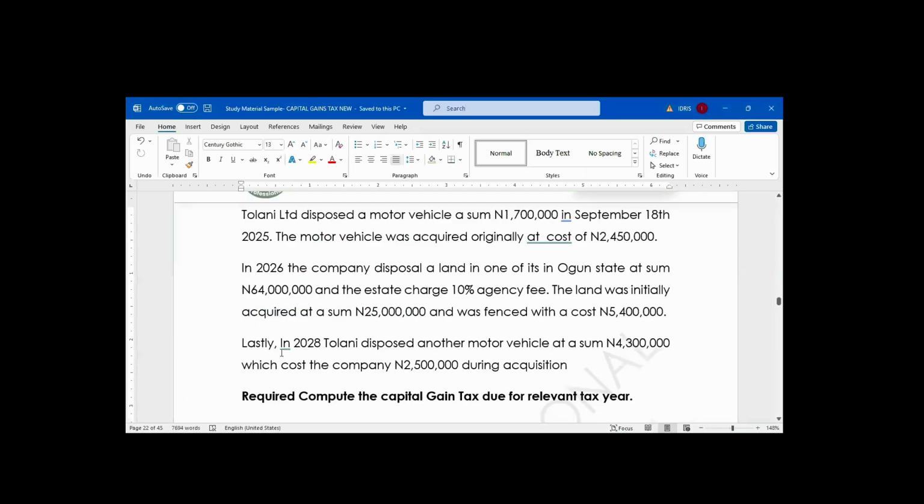Lastly, in 2028, Tolani disposed another motor vehicle for the sum of 4.3. What is the cost? 2.5. 4.3, Abi? Yes, sir. The cost, 2 point what? 2.5. Right.